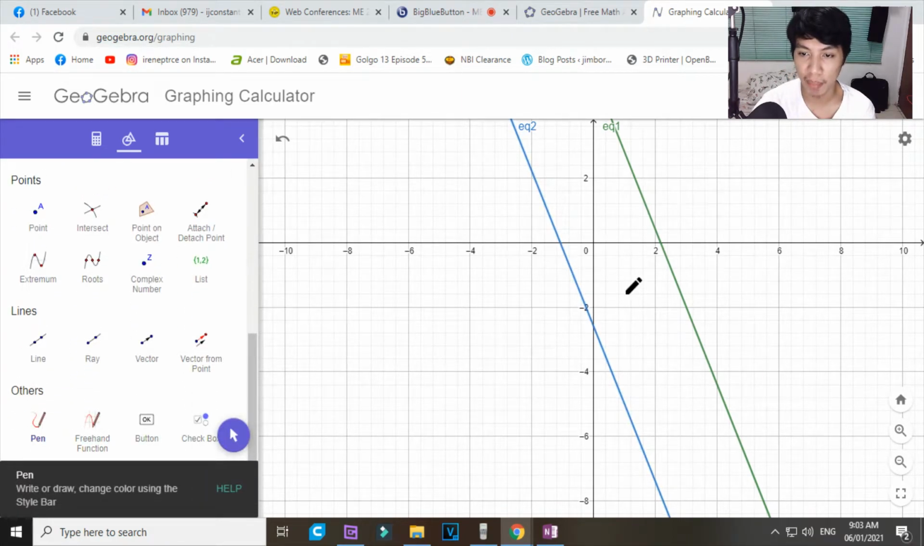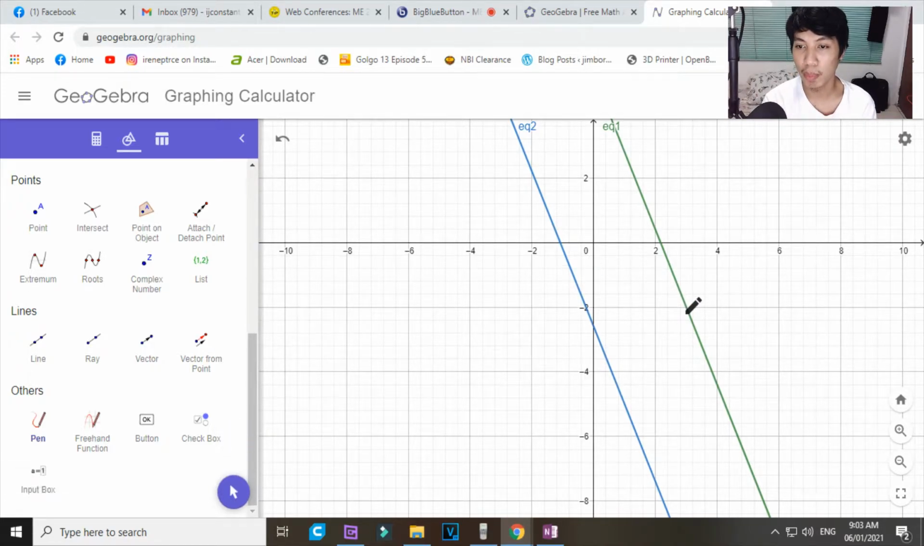Gagamit ako ng pen. Yan. Pineapple pen. So, pwede ako mag-drawing dito ng, pare, dito siya. Nandito yung ating point. As meron kang point dyan. Ito. Point. And then you have a point here. Equilateral eh. Connect mo yung dots.